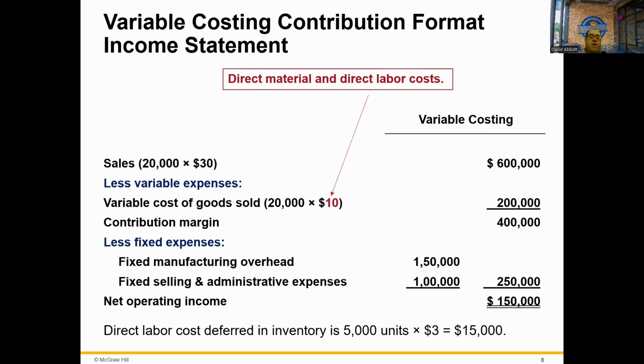Now, under variable costing, where the unit cost was $10, because remember, you have the cost of the materials plus the cost of the direct labor associated with it, you would have net operating income of 150,000.